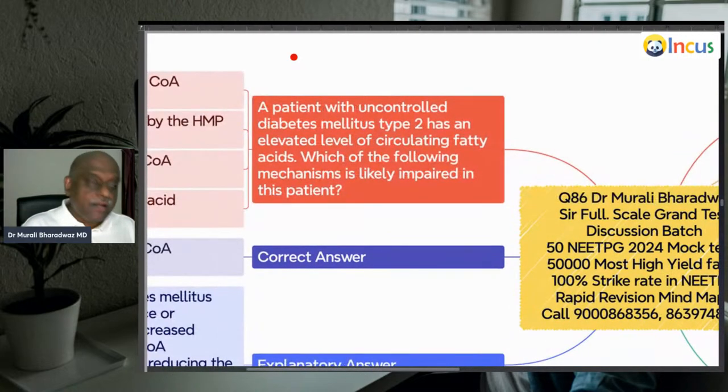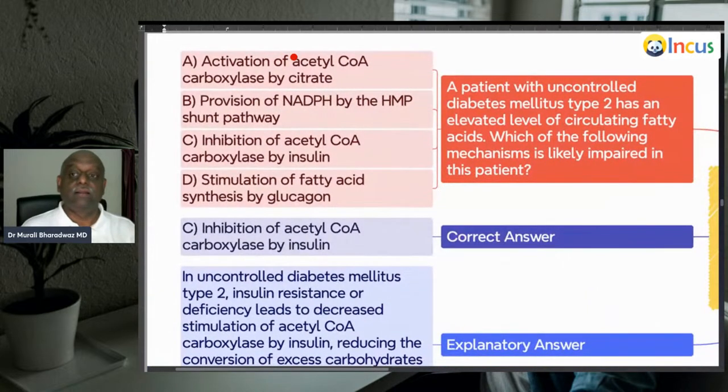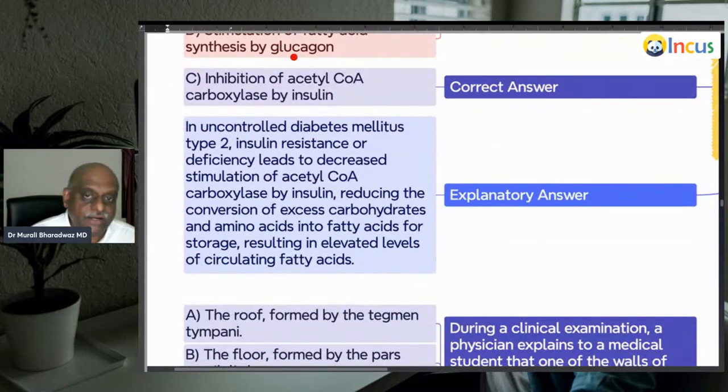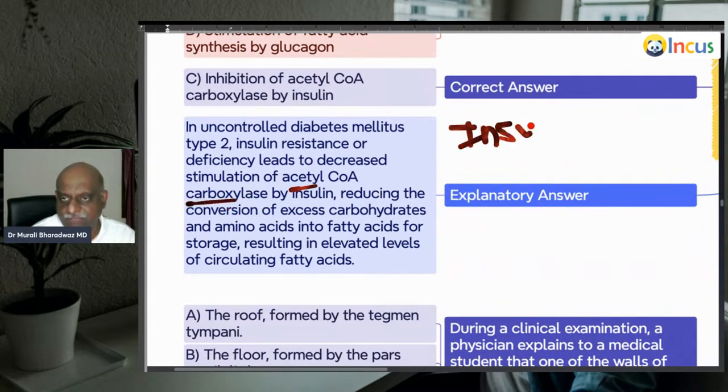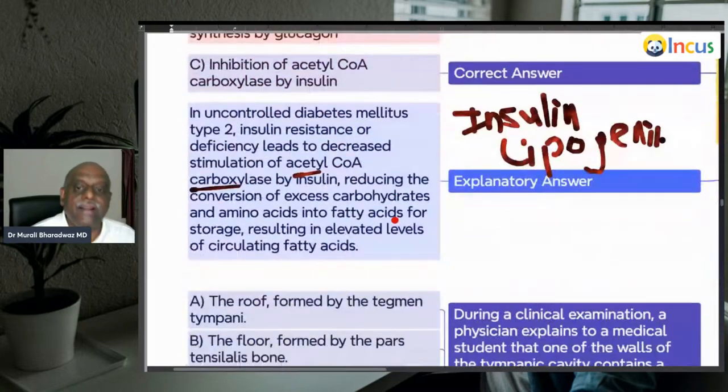A patient with uncontrolled type 2 diabetes has elevated circulating fatty acids. What might have happened? In uncontrolled diabetes, there's an insulin deficiency that causes decreased stimulation of acetyl-CoA carboxylase. What is insulin? Insulin is a lipogenic hormone. So with insulin deficiency there is more lipolysis, and that is the reason there is an increase in circulating fatty acids.